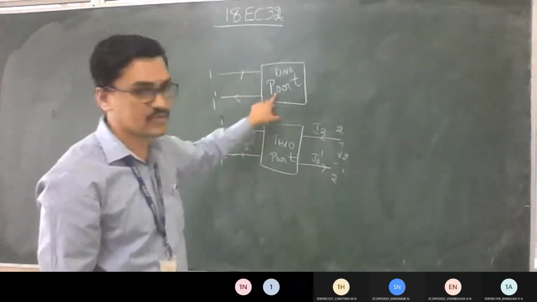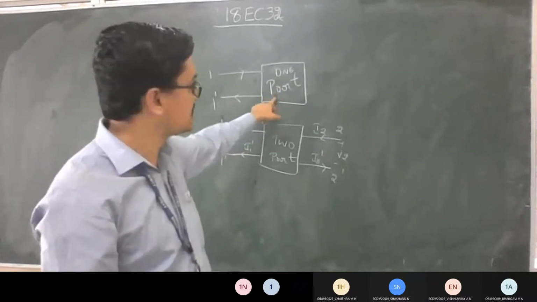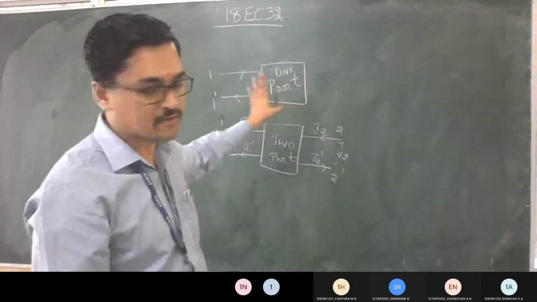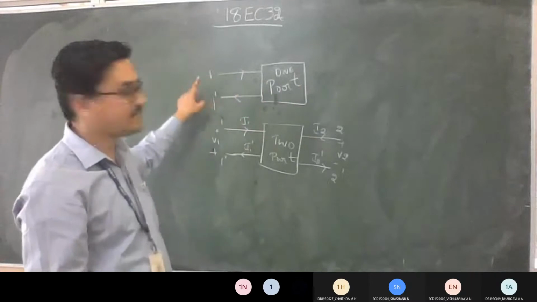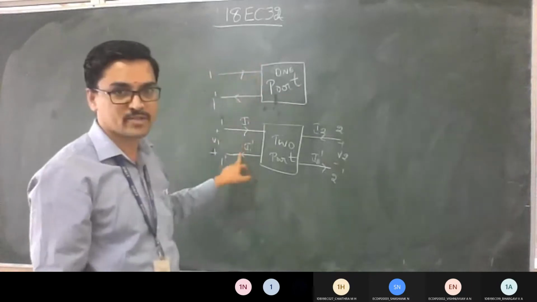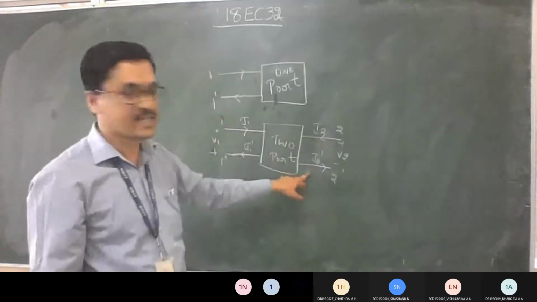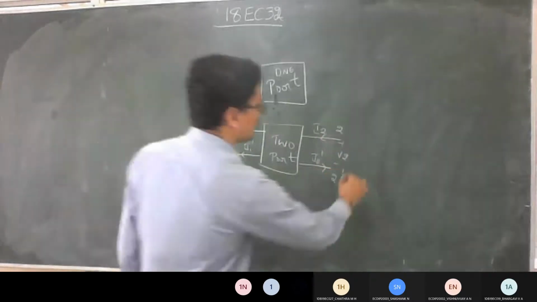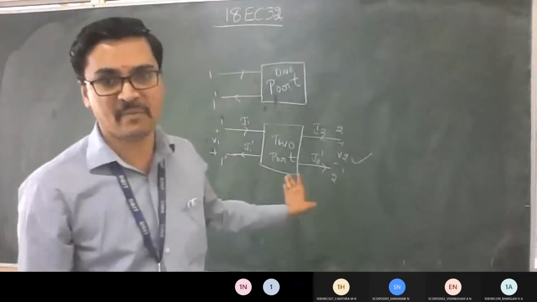I'll repeat for those who came late. Port means a pair of terminals with a signal, voltage or current, entering one way and leaving the other way. If it has only one pair of terminals like this, it is called one port. Two port means two pairs of terminals like this: I1, I1 dash, I2, I2 dash. So terminal 1, terminal 2. This is what you're going to analyze in this model number 5 about two port parameters.